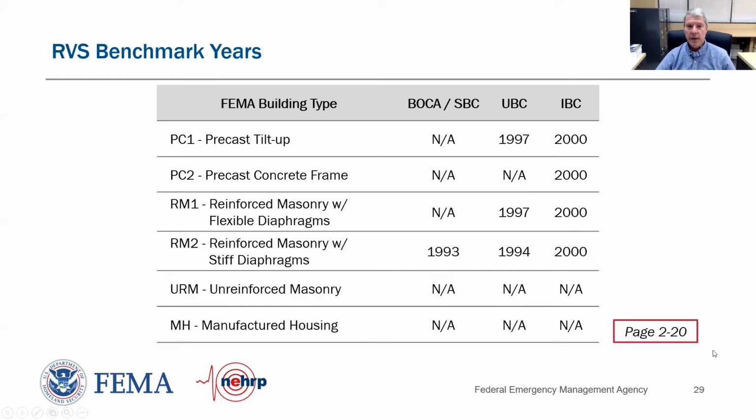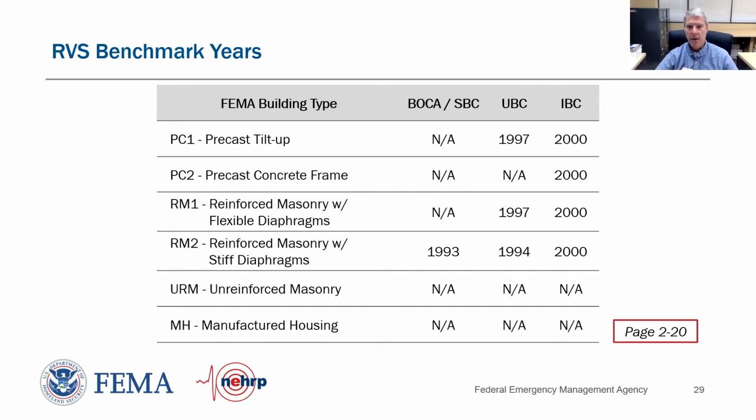The P-154 document provides some guidance for us in that regard, in that it provides a table for all of the 17 building types with the building codes reflected at the top that it was designed under. Was it designed to BOCA or the Standard Building Code? That's one column. And the second column is, was it designed under the UBC or Uniform Building Code? Or was it designed under the IBC or International Building Code?